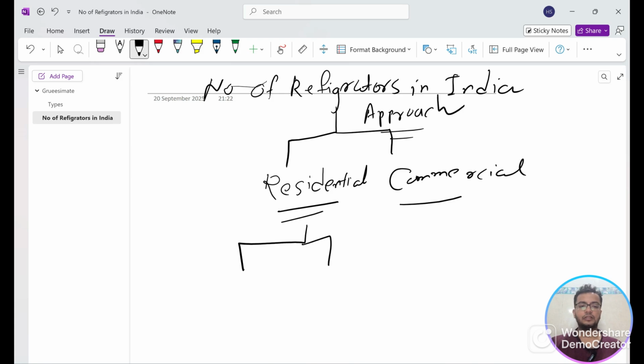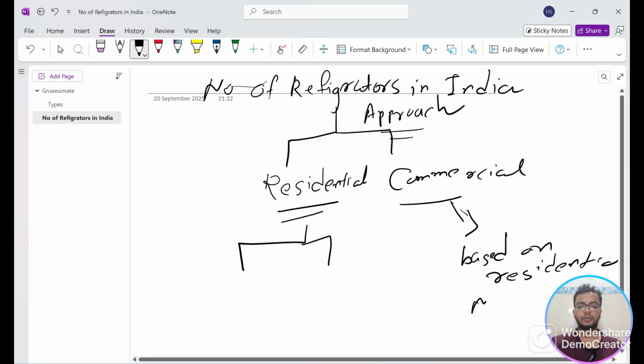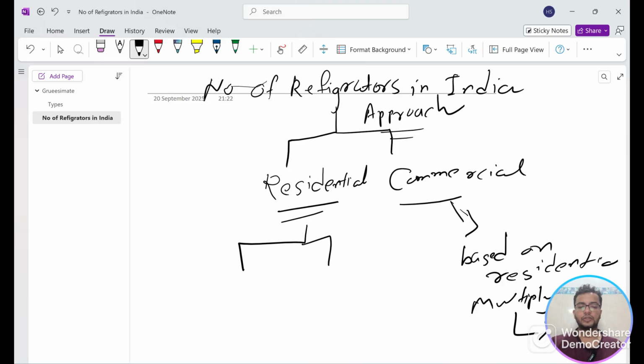For commercial, what we can do is, based on residential, try to multiply it with some number, multiply with the residential number, because generally the interviewer will not tell you to solve for commercial separately. So the best approach is to take the residential and multiply it with some number that will give you the commercial number. Residential approach, how to solve it?